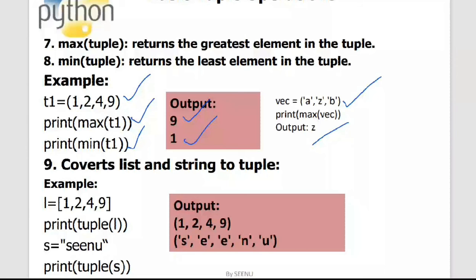Next is converting list and string to tuple. You can convert the list and string into a tuple by using explicit conversion.